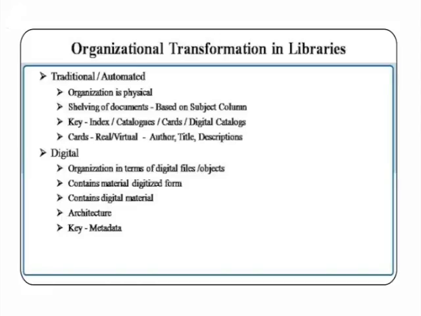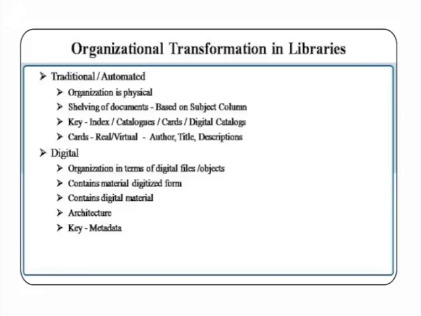To recap, the traditional or automated libraries, where generally there will be an organization which is physical in nature, and there will be documents, with shelving of documents based on the subject collections. Then the library professional will index it, catalog it, cards will be created, or even it can be a digital catalog. These are the key areas of managing traditional or automated libraries.